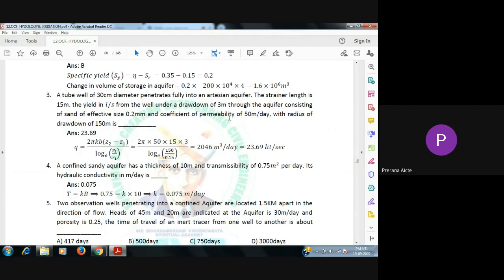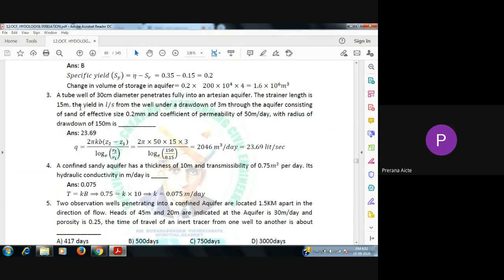So what are the given data? Please write them down first. Straight away, substitute: Q equals 2 pi K, coefficient of permeability 50 meter per day, into the strainer length. Whatever strainer length is given is the width B. So 2 pi K B into the difference of drawdown, 3 meters, divided by log to the base e of R2 by R1. If two wells are working, it is R2 by R1; if only one well, it is R2 by R, or R1 by R, whatever it is.